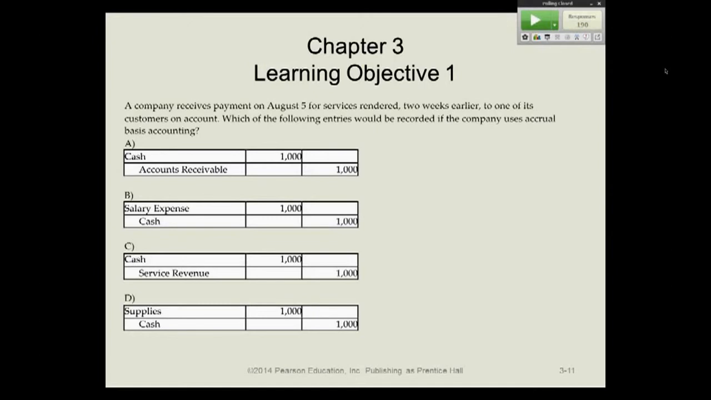It could coincide. So I think what you mean by hand in hand is, if you do work today and get paid today, then they're the same. Yeah, cash and accrual basis could be the same.